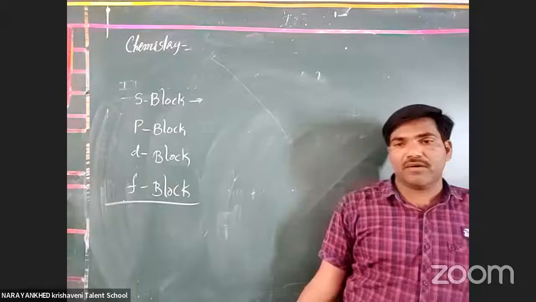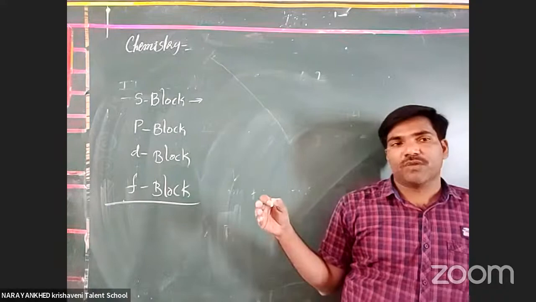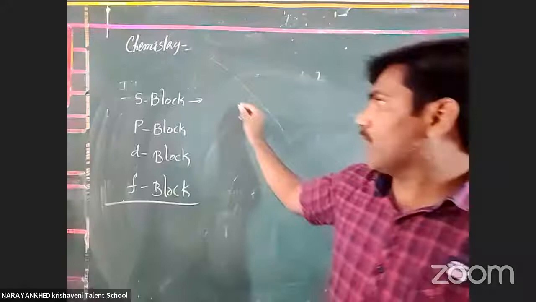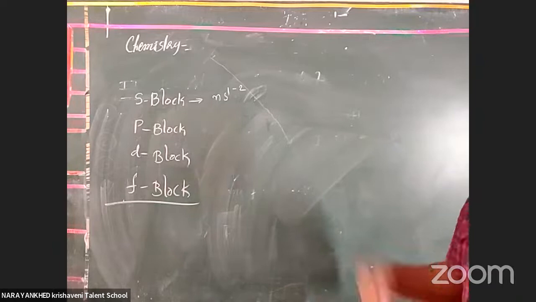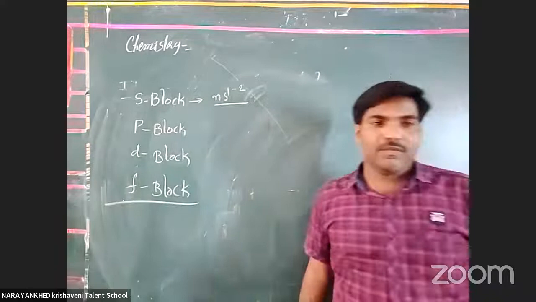Where the electron enters into, the configuration is ns1, ns2. Okay, clear or not? ns1, ns2. Whatever it may be, ns1 or ns2 will be there. It is only called what? S block elements. Got it or not? This element is only called what? S block elements. I hope you got it here.